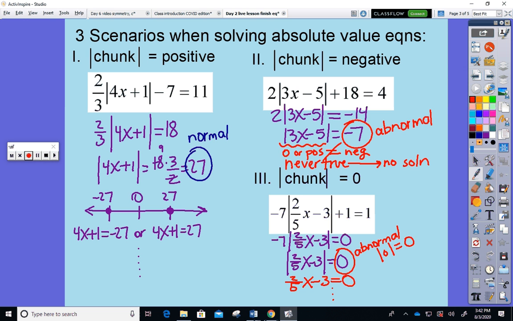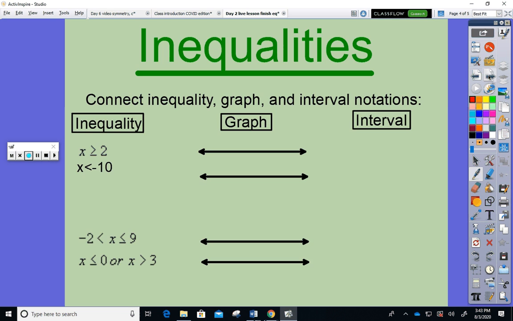So that's just kind of a brief reminder about how to think through absolute value equations, and that'll help you as you transition to absolute value inequalities on tomorrow's video.